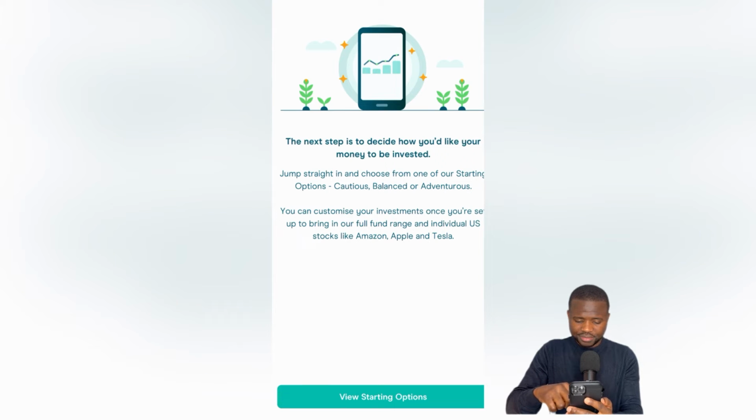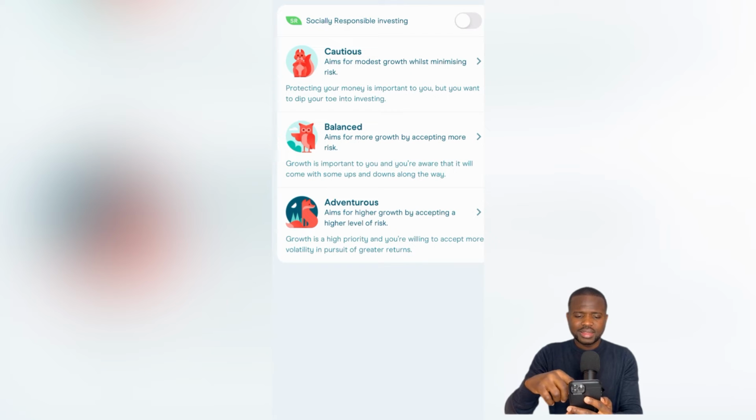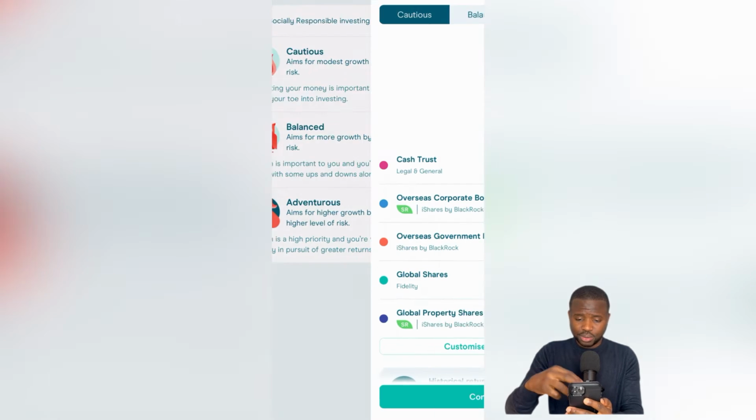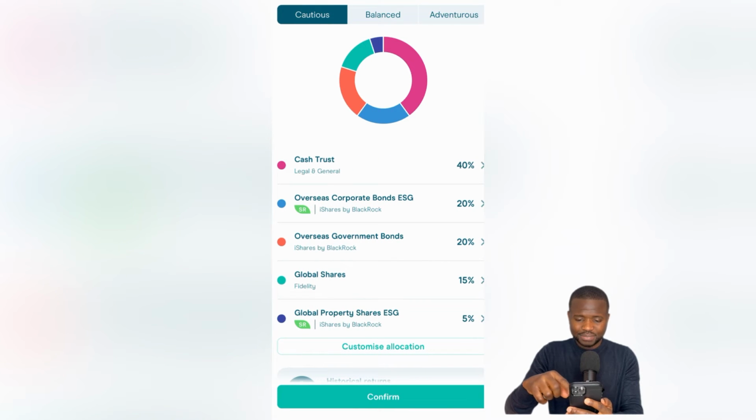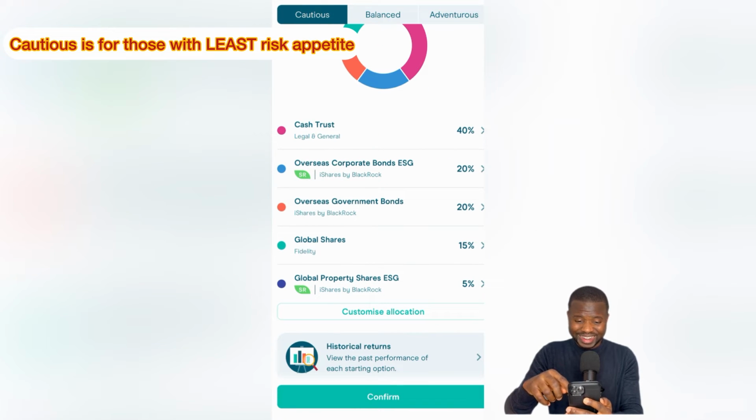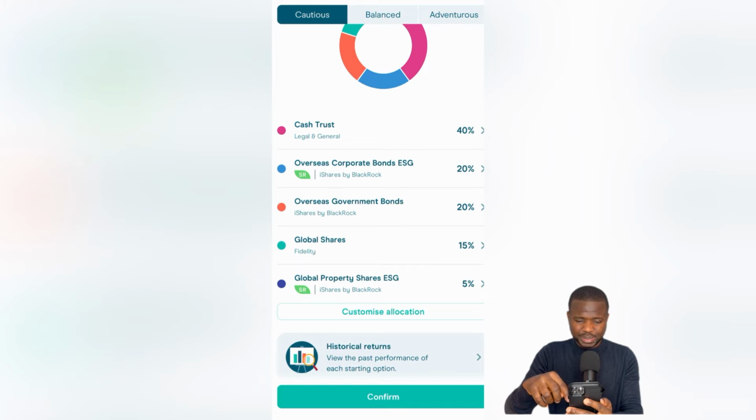where you want your money to be invested. Okay, so where do we want our money to go? Yeah, so here it gives you the options, whether you want to be cautious or balanced or adventurous. And you can explore. This is the cautious, where it says that 40% of your money is in cash. 20% is in government bonds. So that's about 60% of the money in bonds or cash.